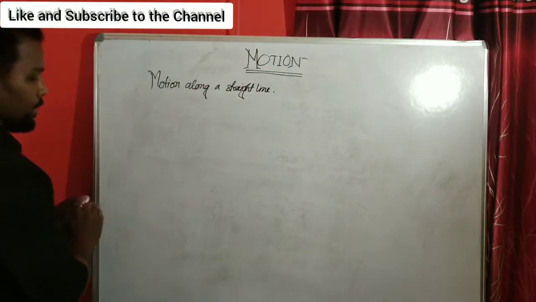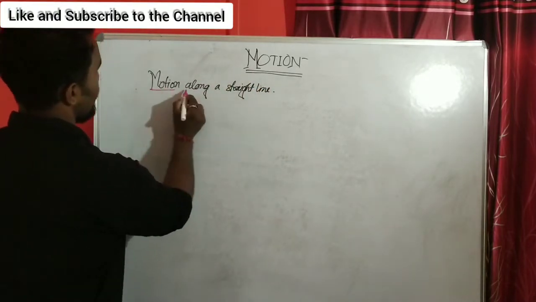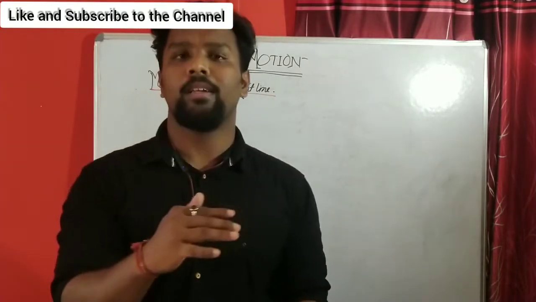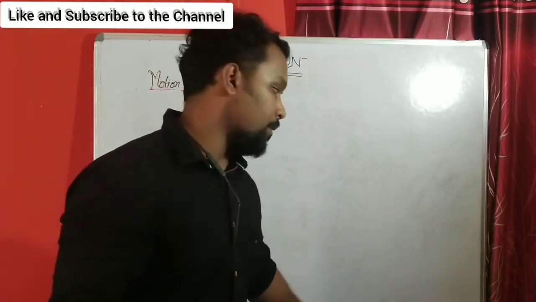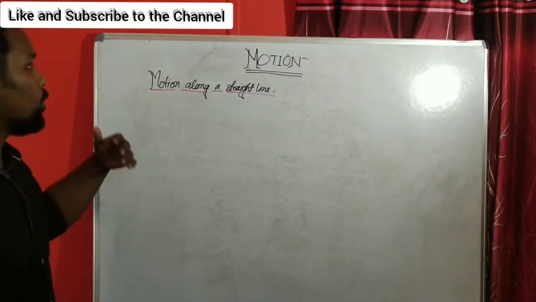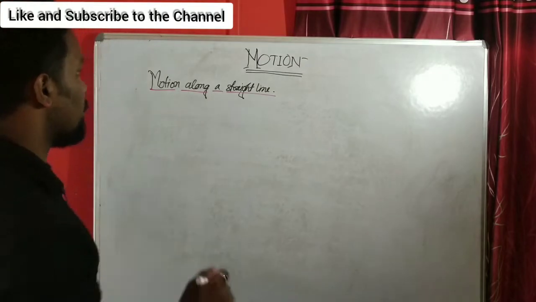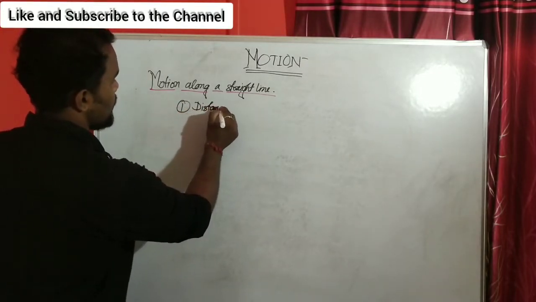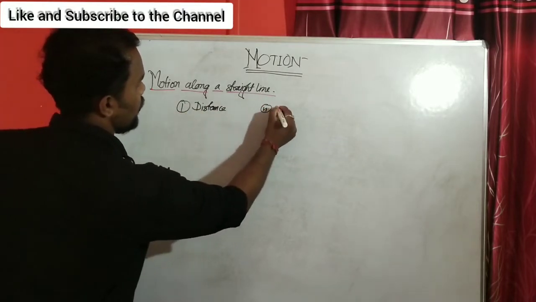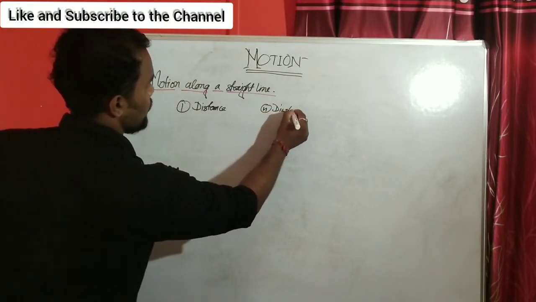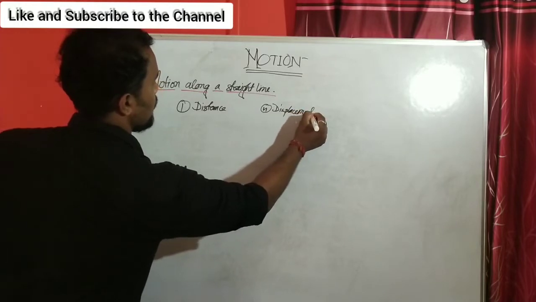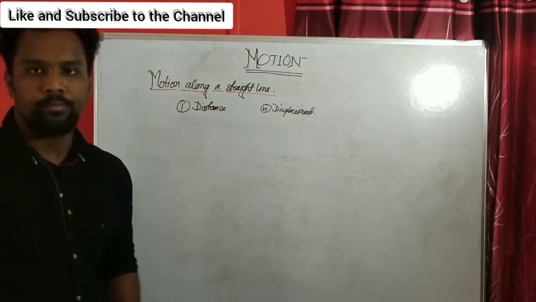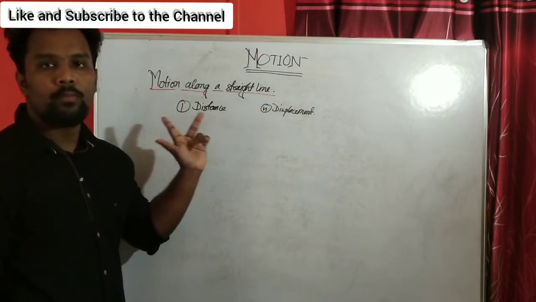Motion along a straight line. Okay, straight line means what? Straight path. If we consider a straight path, that is the straight line. For that we are going to need two terms. One term is going to be distance, and the second is going to be displacement. These are the two basic terms that we will deal with.